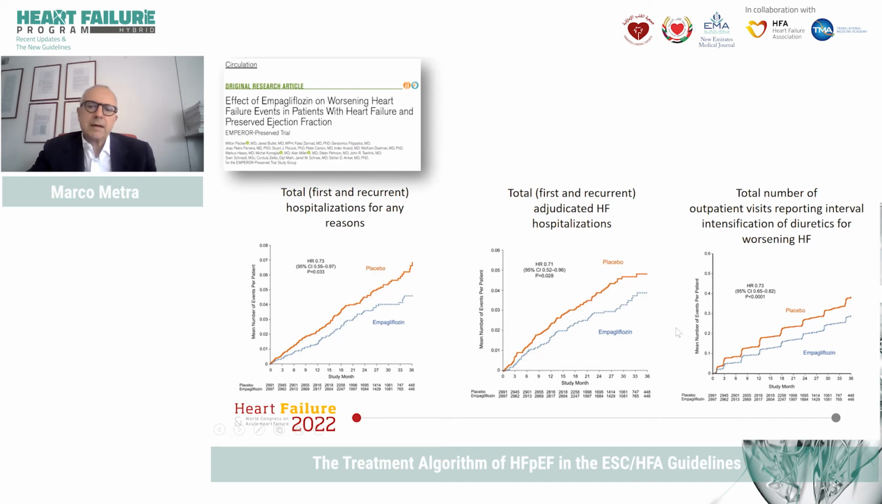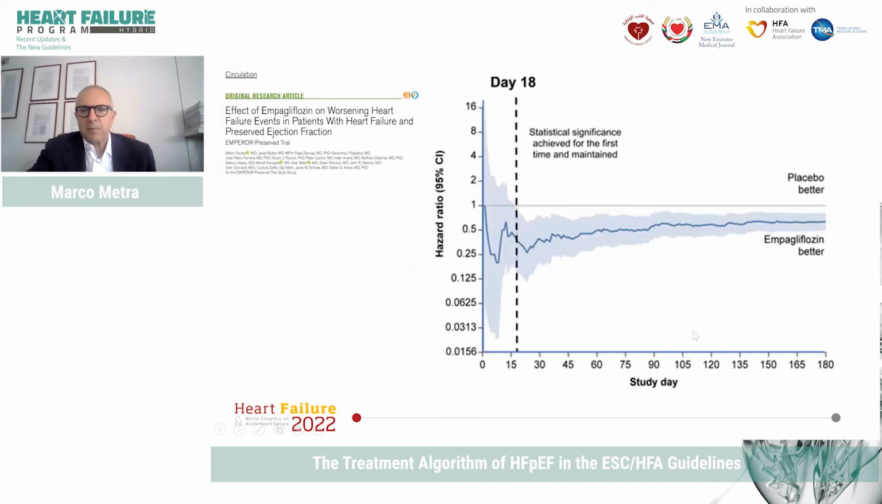In all these kinds of patients, we always have a reduction in the primary endpoint event rate with empagliflozin versus placebo. The effect occurs very early in the clinical course, as soon as 18 days after start of treatment, so the drug is effective very early.